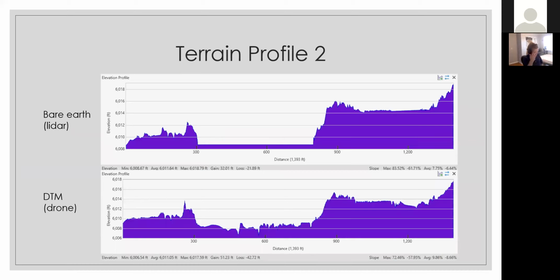So I also ran a couple of terrain profiles just to get a look at the difference between the smoothness and the interpolation or extrapolation that the DTM has. This is crossing the river in the area of interest. So the LiDAR, the bare earth model derived from LiDAR, right? It's not getting any returns from the water. So it's basically just flat. There is no noise there.